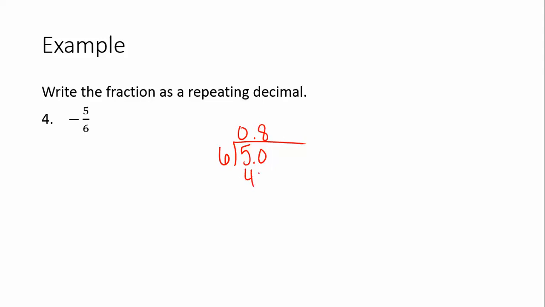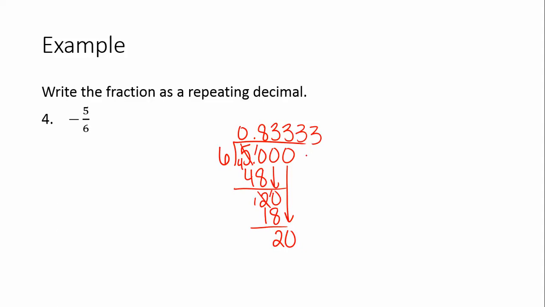8 times 6 is 48. We subtract and have a remainder of 2. Bring down a 0. 6 goes into 20 3 times. 3 times 6 is 18. When we subtract, we again have a remainder of 2. So if we brought down another 0, again 6 into 20. Notice that's what we had just done in the step before.